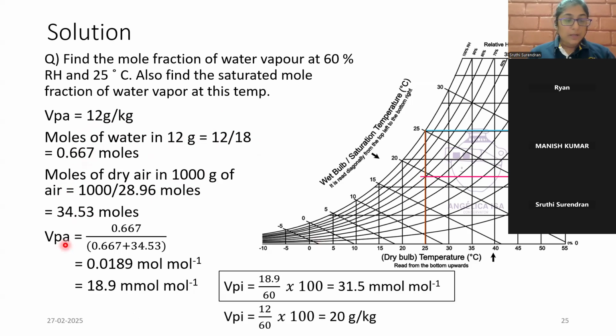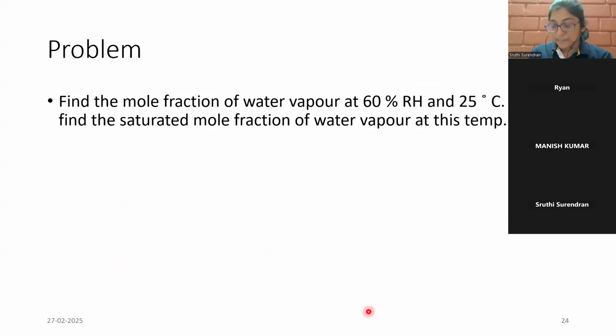Now, the actual vapor in mole fraction will be this 0.667 divided by 0.667 plus 34.53, which is correctly similar to the answer that you gave. You should be careful that you represent it in units of millimoles, that is 18.9 millimoles per mole. I had also asked you to find out the saturated vapor pressure, so you can try doing that.